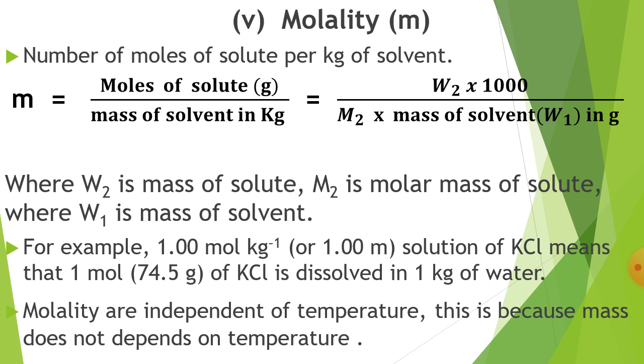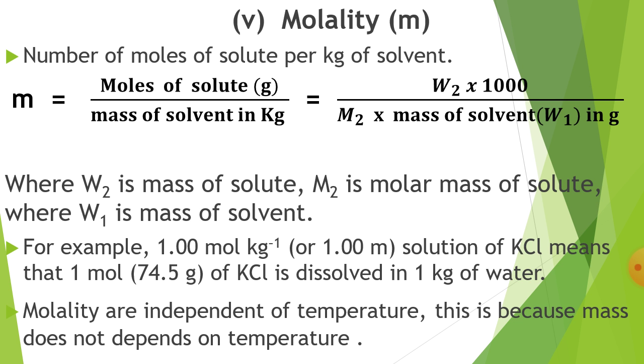Next, molality. It is symbolized as small m, the number of moles of solute per kg of solvent. It can be defined like this: small m equals moles of solute divided by mass of solvent in kg. It can also be written like this: W2 into 1000 divided by M2 into mass of solvent in gram. Here W1 represents the mass of solvent, W2 is the mass of solute, M2 is the molar mass of solute.